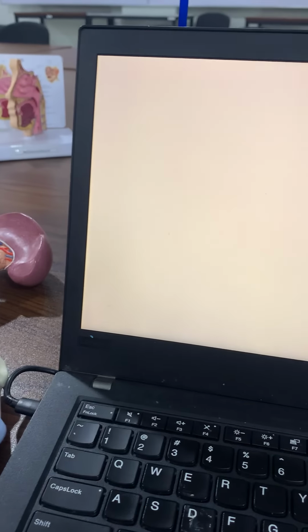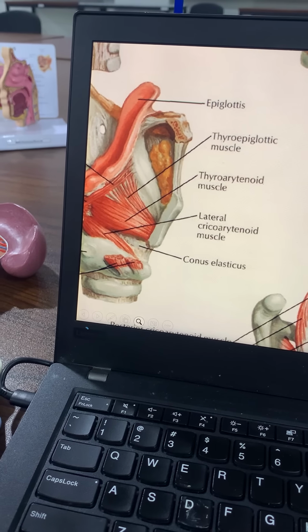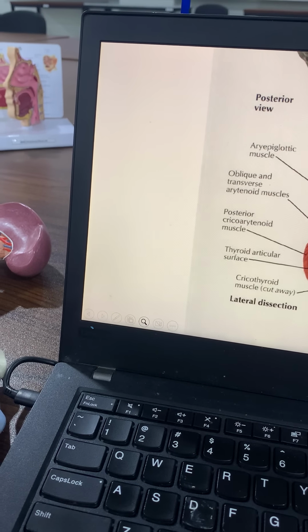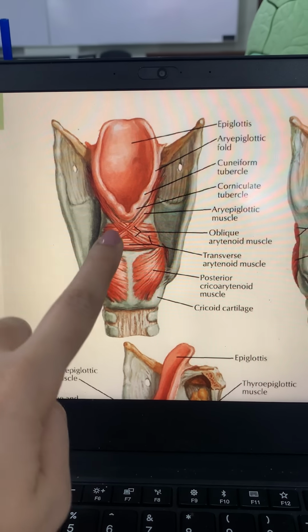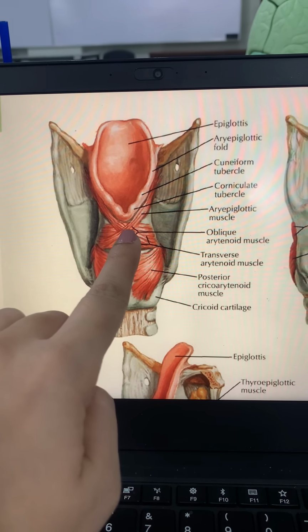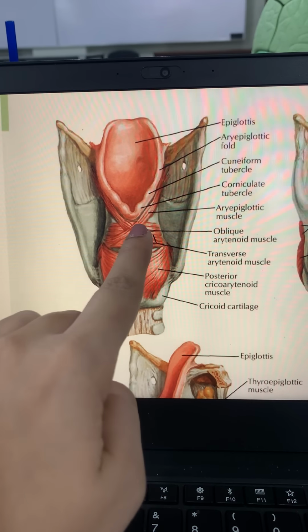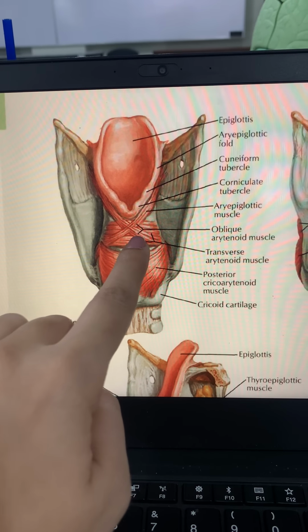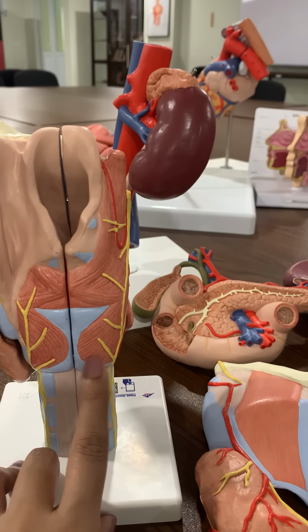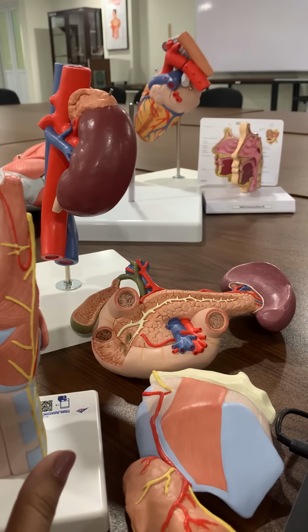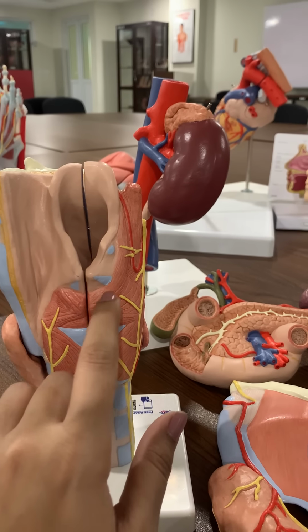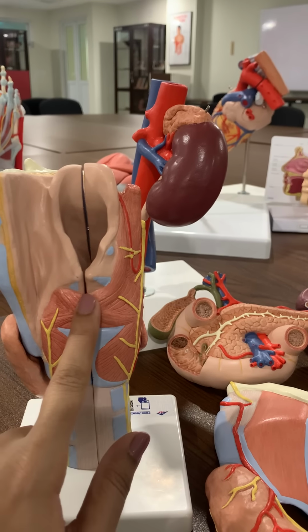We have, as we can see in this image here, the posterior cricoarytenoids, oblique arytenoids. The oblique arytenoids are extending to create the aryepiglottic muscles, and behind the oblique arytenoids posteriorly we have the transverse arytenoids. Similarly, we can see here, this is the posterior cricoarytenoid muscles, and then we have the oblique arytenoid muscles that are extending. These oblique arytenoids are extending to form the aryepiglottic muscles.